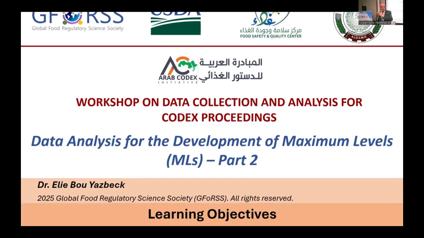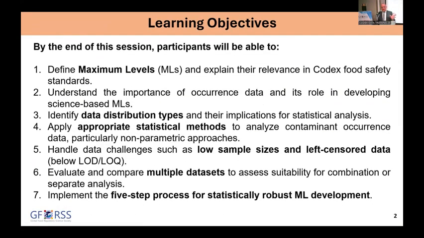So in this session, we are going to define, mainly statistically, what a maximum level is, or obviously their relevance to Codex standards, to understand the importance of occurrence data, as we said before, to identify data distribution types, and to apply statistical methods to analyze contaminant occurrence data, especially for what we call non-parametric approaches, to handle data challenges such as low sample size, left censored data below LOD and LOQ, as well as to evaluate and compare multiple data sets, and finally to recap by using what we call the 5-step process for statistically robust ML development.